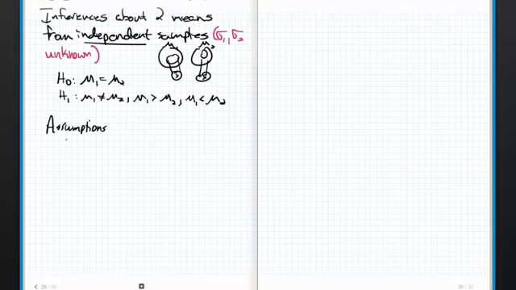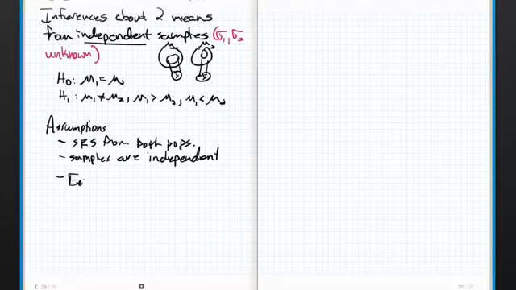Let's see. Number one, the assumptions, of course, are always SRS. So we want simple random samples from both populations. Of course, the samples are independent. In other words, they have no effect on each other.